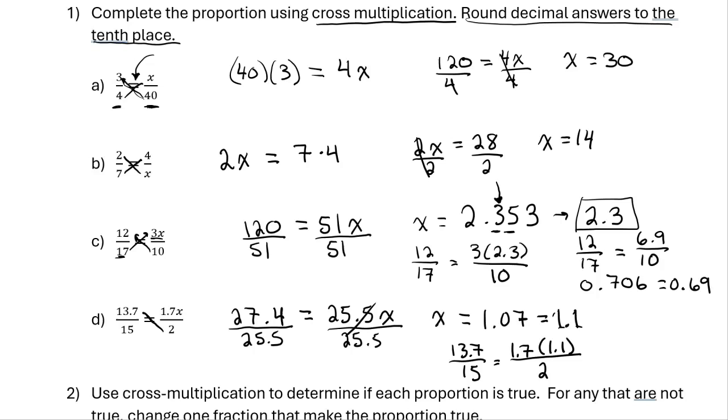So let's see. I have 13 7/10 divided by 15, which is 0. I'll take it to the 1,000th. How about that? So that is this value as a decimal. Now I'm going to do my 1 7/10 times 1 1/10, and then divide that by 2, and I get 0, and let's see, 935 thousandths. So again, pretty darn close enough to have me conclude that my answer is correct.